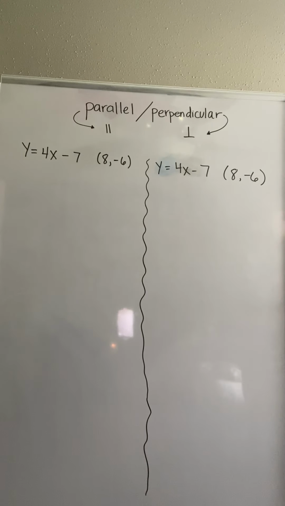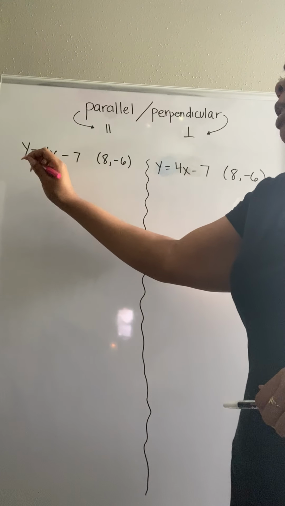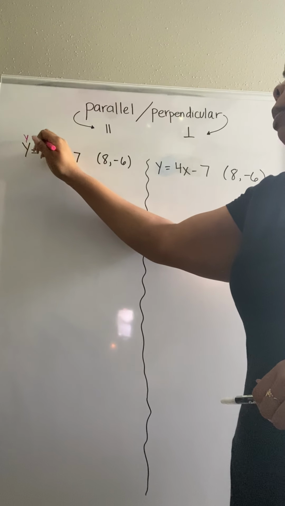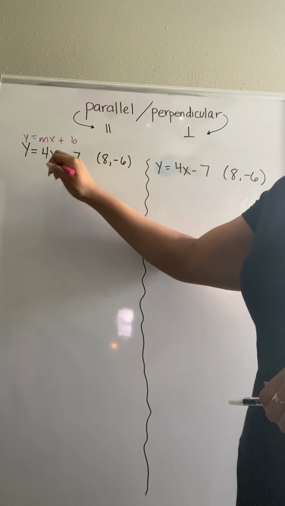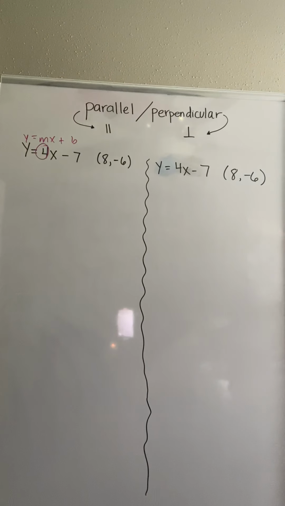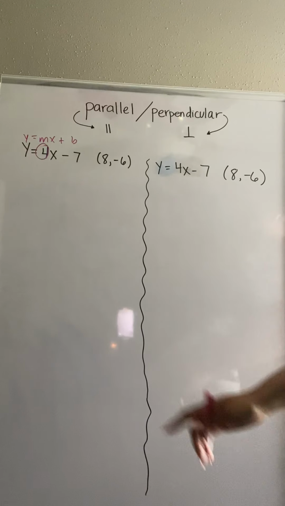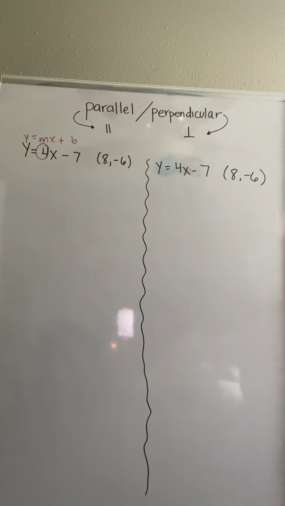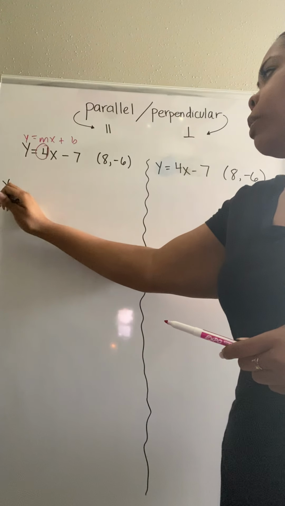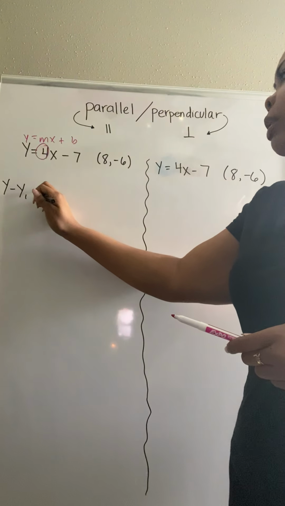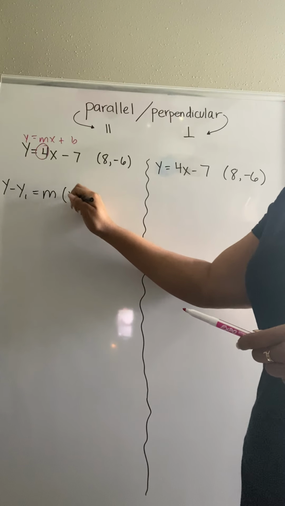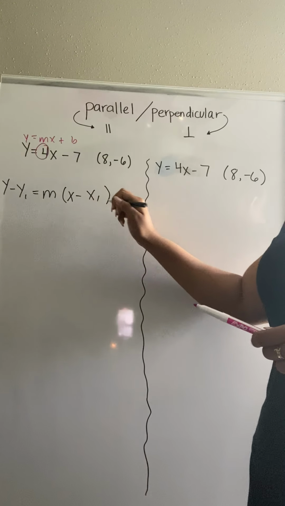First thing that we need to do is figure out what the slope is. We should recall from yesterday that this is in the form y = mx + b. So we know that we have a slope of 4. Now, because we have the slope and we have a point, we are going to be using the point-slope form, which is y - y₁ = m(x - x₁).